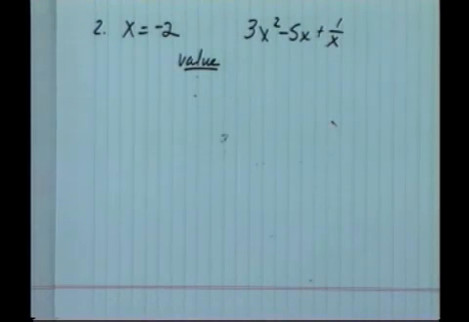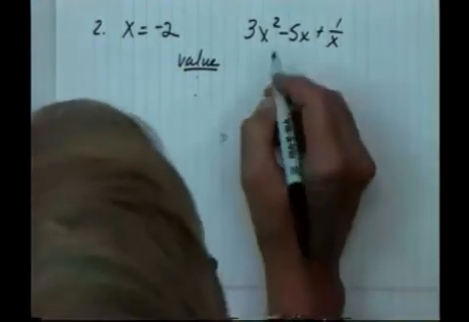Okay, the correct word is substitute. My own mathematical words are plug and chug. You're going to plug in negative 2 and chug out the answer. Plug and chug. But the correct thing to say is substitute.